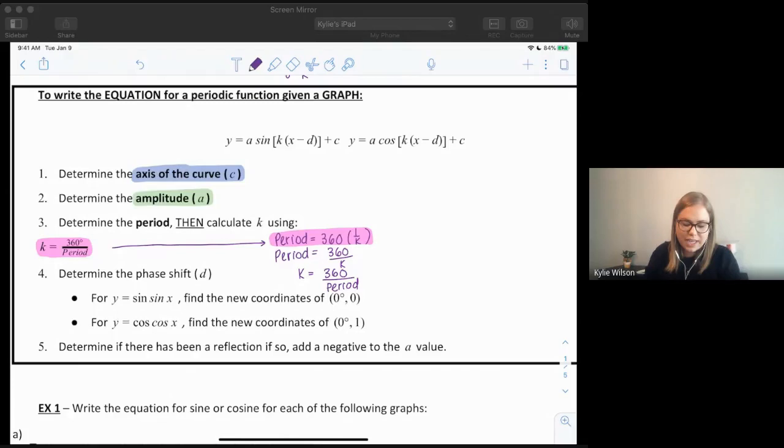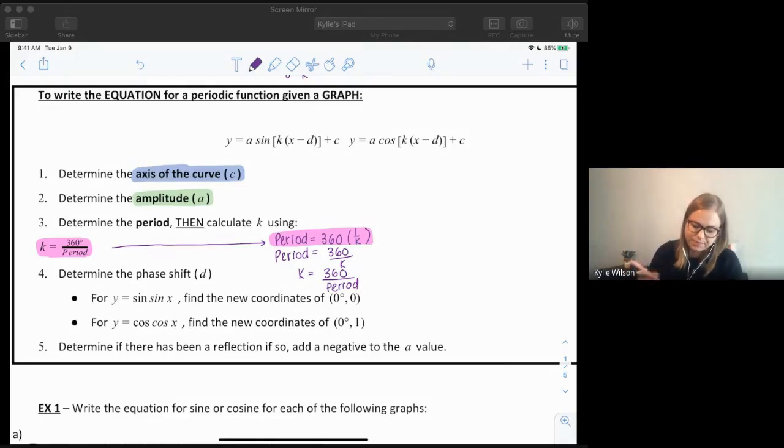For sine, we always look at where our original point of 0, 0 would have started, because our sine curve starts at the origin. And then if I'm looking for a cosine function, I look where the original point 0, 1 has now moved to. So remember, for my cosine, I start at a maximum and go down, whereas with sine, I start at the axis, go up and down.